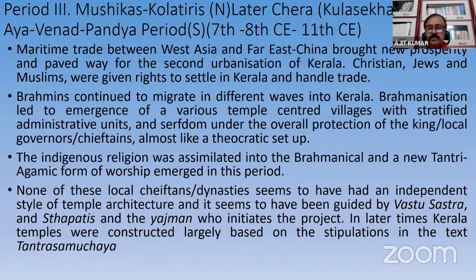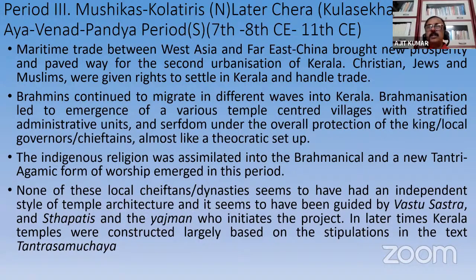Brahmins continued to migrate into Kerala, and Brahmanization led to the emergence of various temples and temple-centric villages. Society became stratified, with administrative units under the temple bifurcating the responsibility of running the temple between various sections, and land donated for the upkeep of temples started to be given on lease to various communities. Serfdom also starts to emerge, with temple lands given for cultivation, and the revenue generated went back to the temple and its various activities.